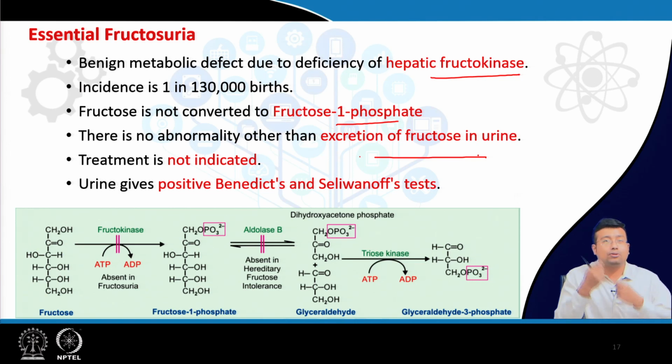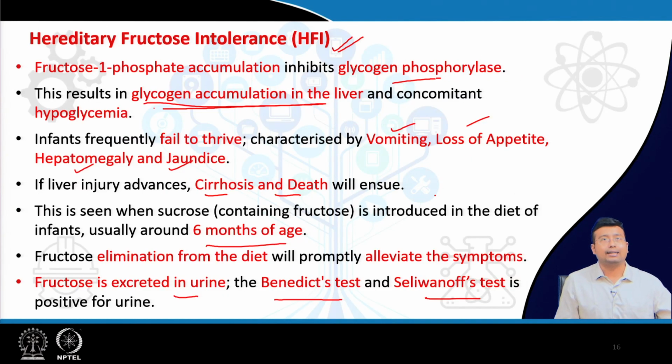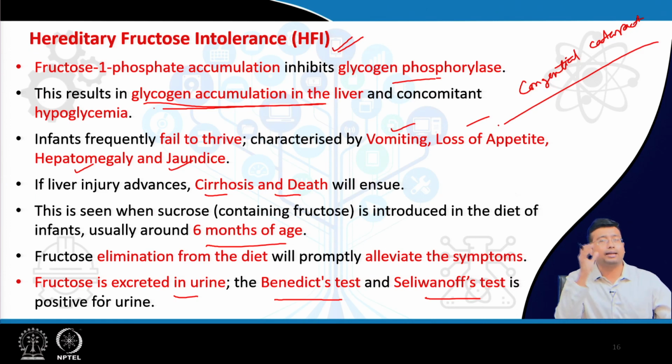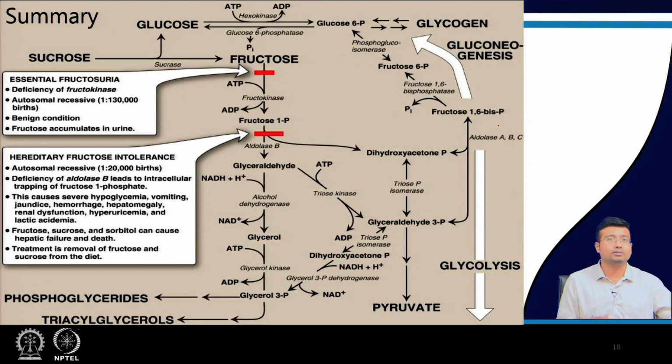Just like galactosemia, hereditary fructose intolerance also leads to cataract, right. So, in this case treatment is not indicated. However, since there is fructosuria, there will be positive Benedict's and Selivanov's test. So, hereditary fructose intolerance as well as galactosemia both are reason for congenital cataracts. Mind it, congenital cataract, same reason, aldose reductase, excess sorbitol, excess accumulation in the lens and all the problems, right.